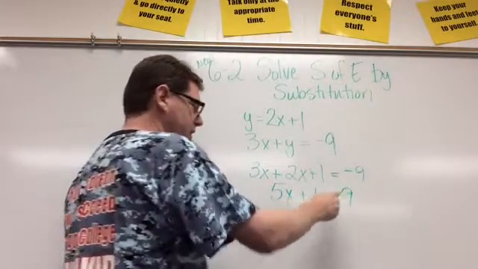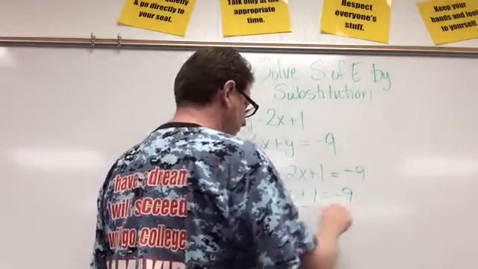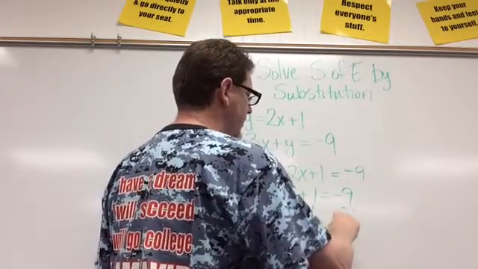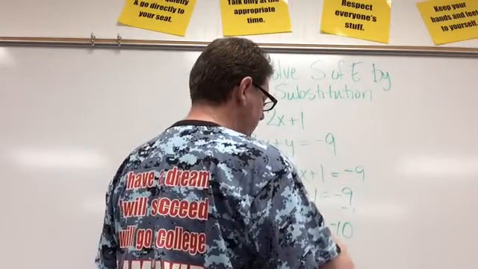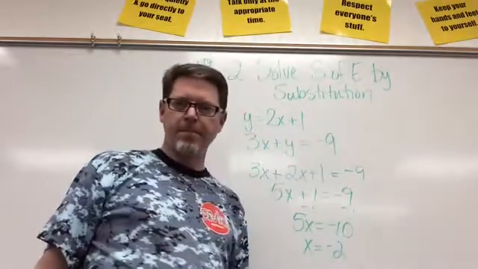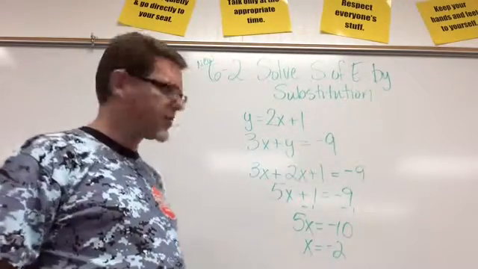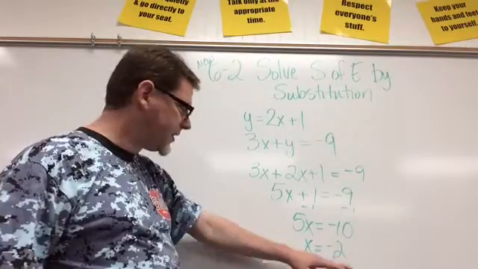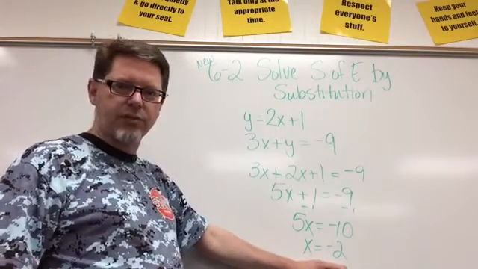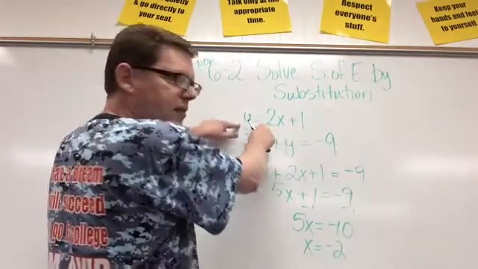Now I'm going to move the 1 to the other side by subtracting 1 from both sides. So 5x equals negative 10. That means x equals negative 2. So now I know that x equals negative 2. So I'm going to take that x equals negative 2 and I'm going to plug it back into this original equation.